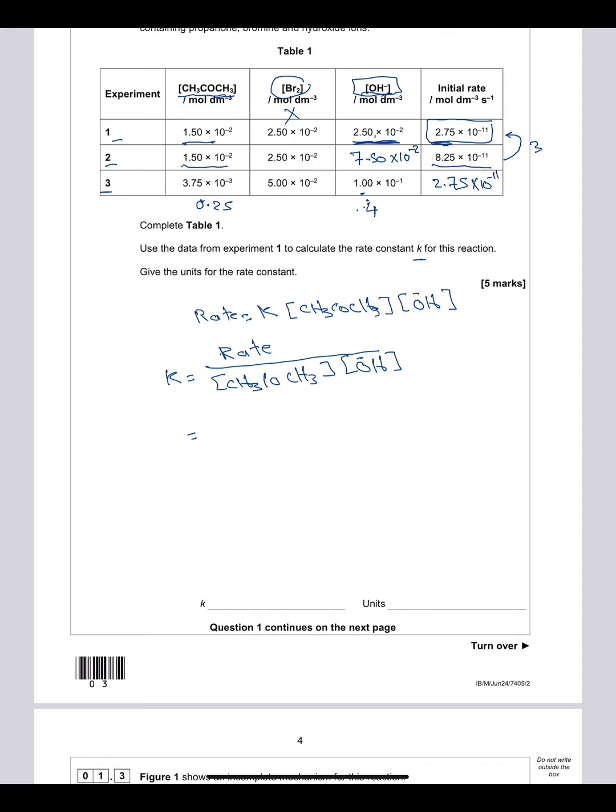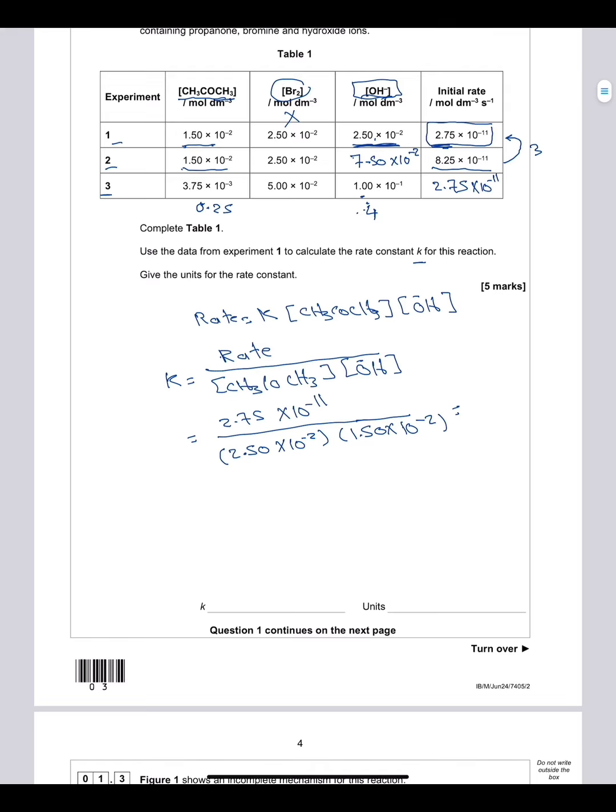Let's plot these values for the first experiment. So it's going to be 2.75 times 10 to the minus 11, and divide this by the concentration of the hydroxide, which is 2.5 times 10 to the minus 2 times the 1.50 times 10 to the minus 2. And then you can find the value of the K, or the rate constant, which is 7.33 times 10 to the minus 8.